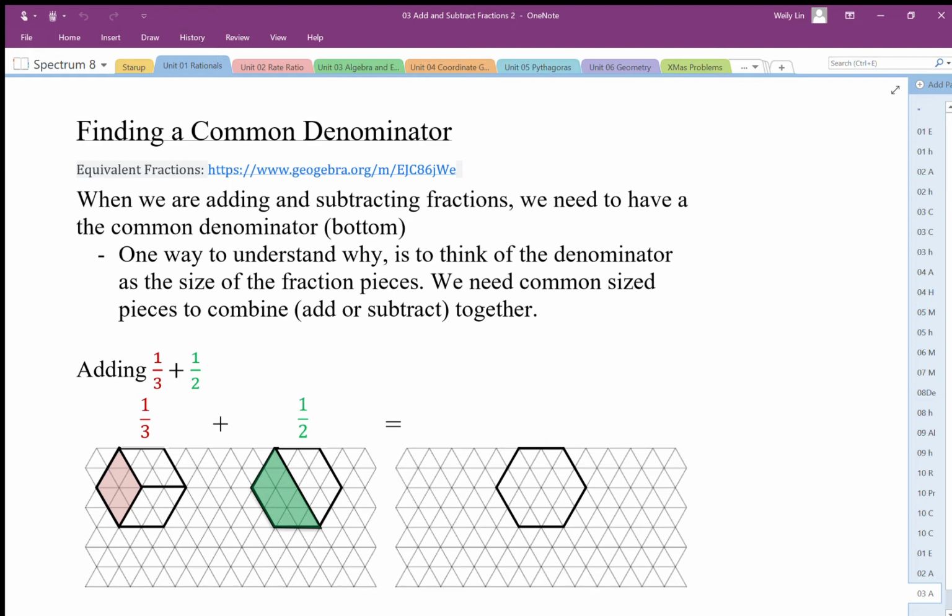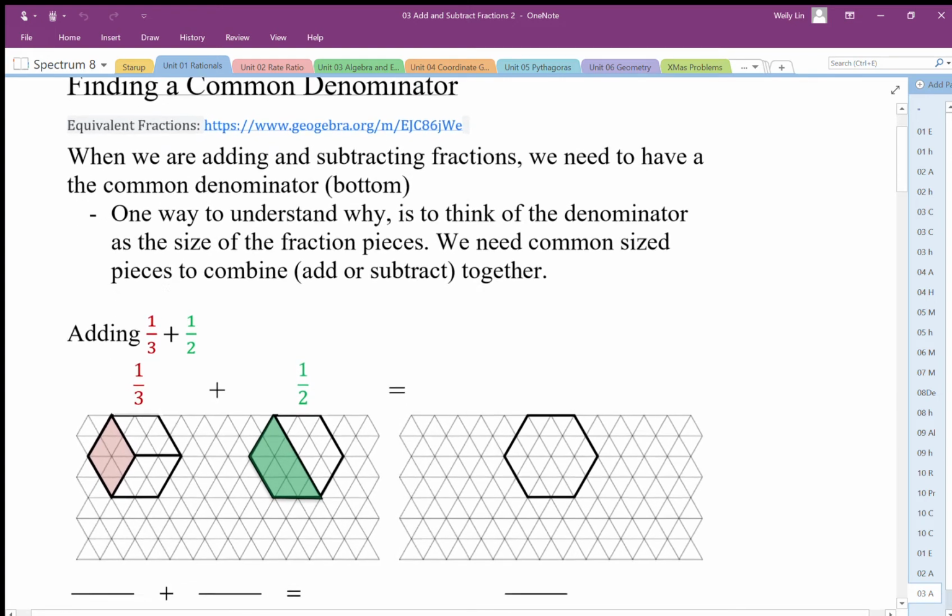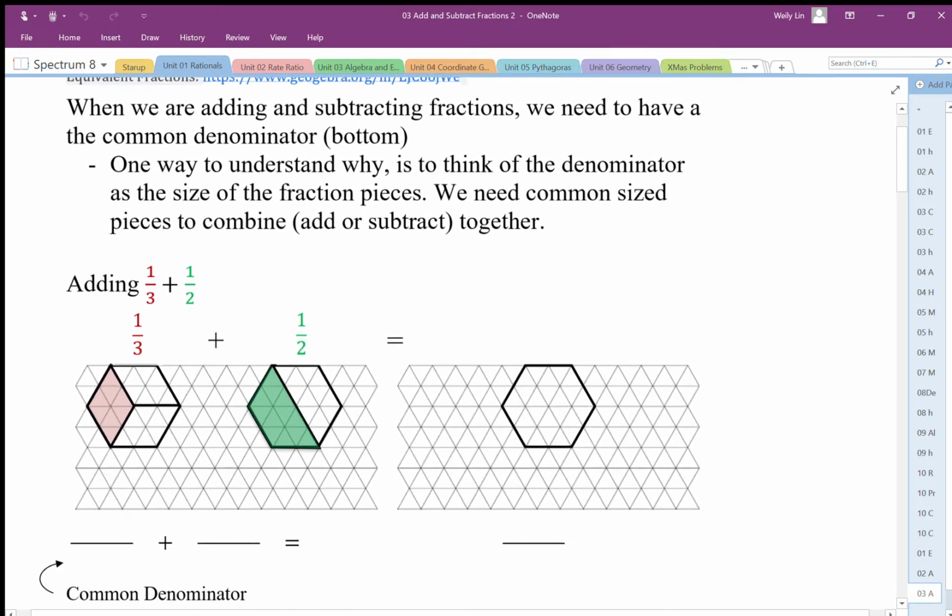Okay, so when we look at common denominators, we're looking at getting the denominator, or the bottom of the fractions, the same. And again, we want to do this so that we can get the same size pieces. Because if we want to add and subtract, you cannot add and subtract pieces that are different. So we have a 1/3 piece and a 1/2 piece. They're different sizes. We cannot count them together, and adding and subtracting is counting.